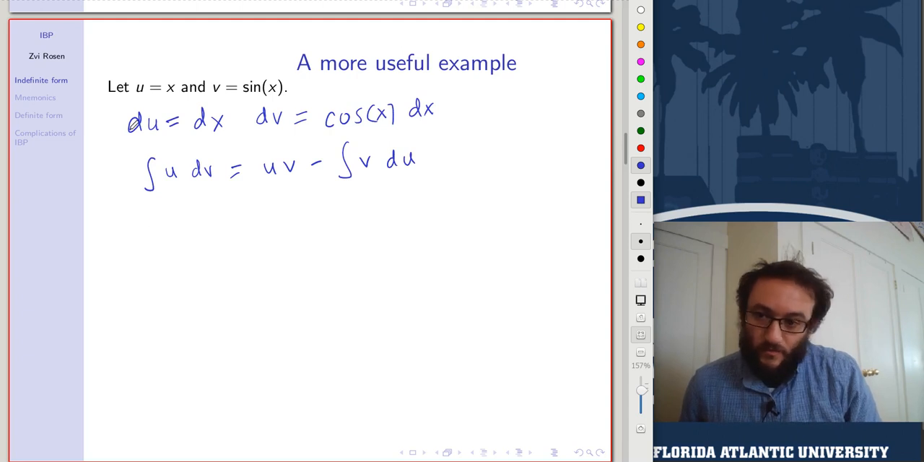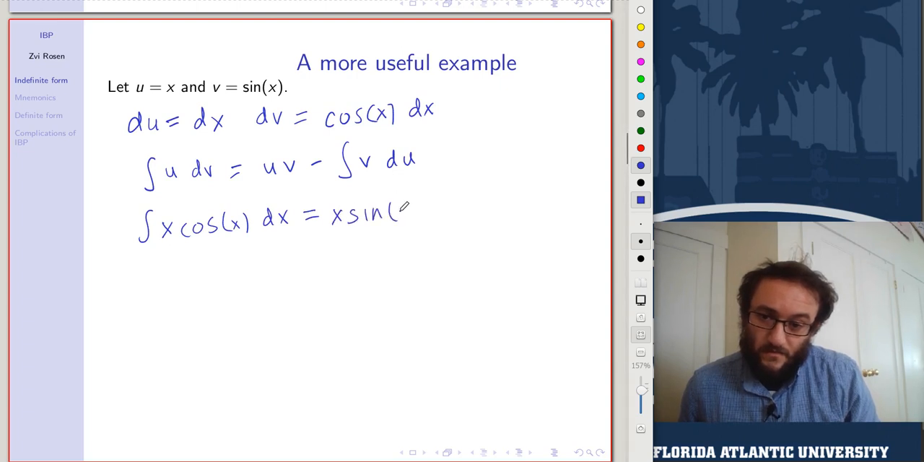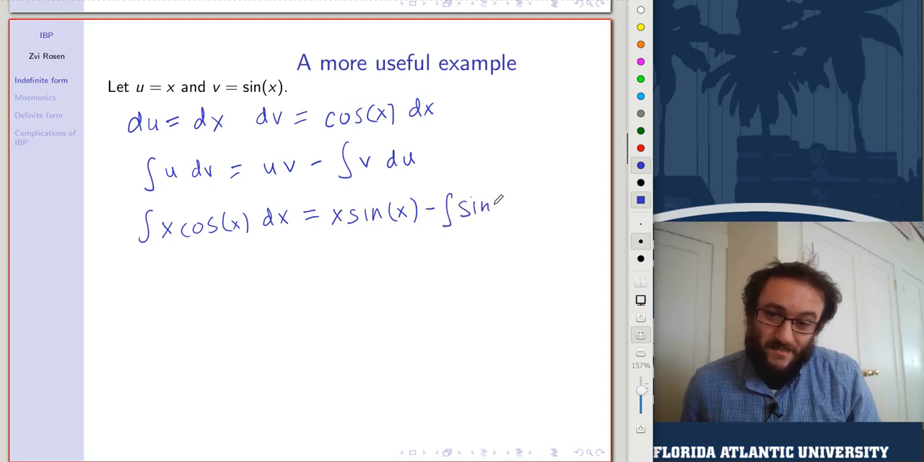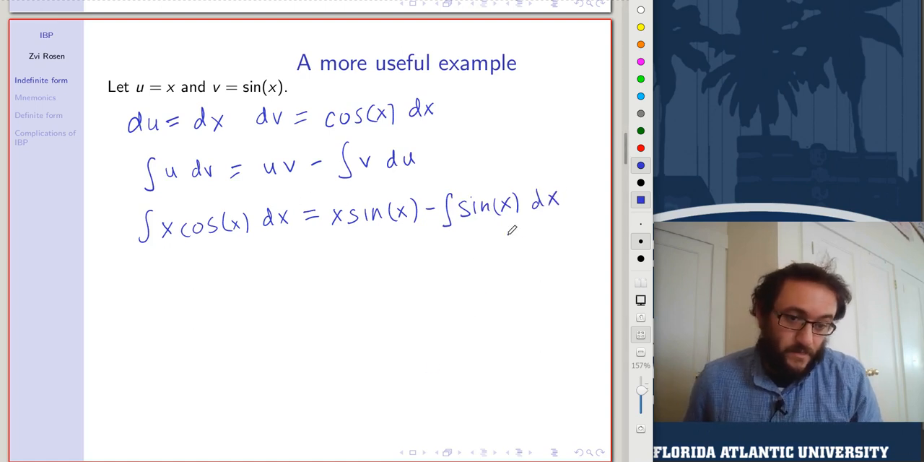And plugging in what we've written so far, we get the integral of x cosine x dx is equal to x sine x minus the integral of sine x dx, because du is dx.